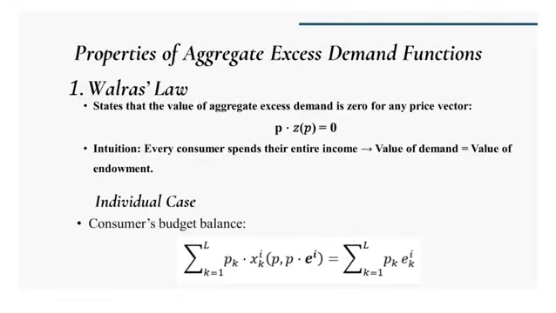First of all, we analyze Walras' Law, which states that the value of aggregate excess demand is equal to 0 for any given price vector p, since i belongs to the entire economy. Every consumer spends all of their income, which is a fundamental assumption. That means the value of what each consumer purchases must equal the value of their initial endowment.